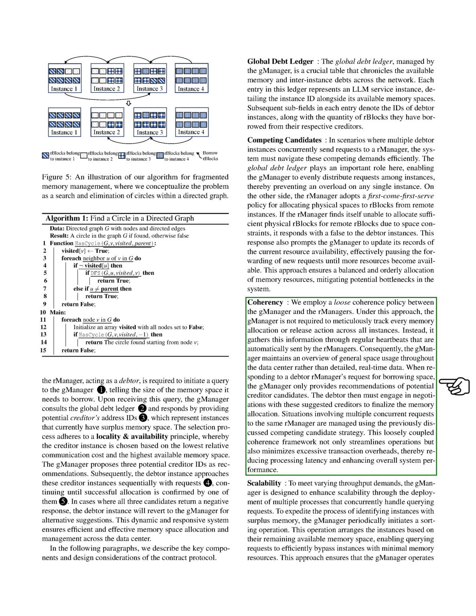To meet varying throughput demands, the gManager is designed to enhance scalability through the deployment of multiple processes that concurrently handle querying requests. This approach ensures that the gManager operates within its optimal capacity, maintaining system efficiency and responsiveness while scaling to accommodate the dynamic needs of the network.